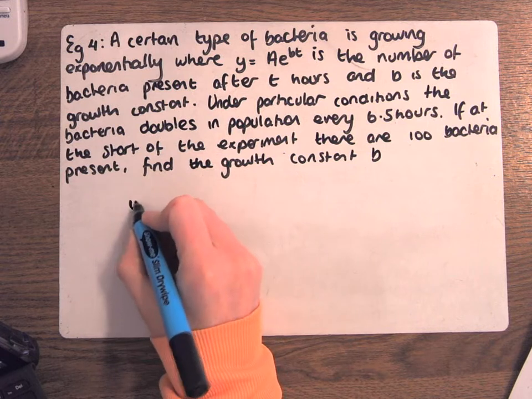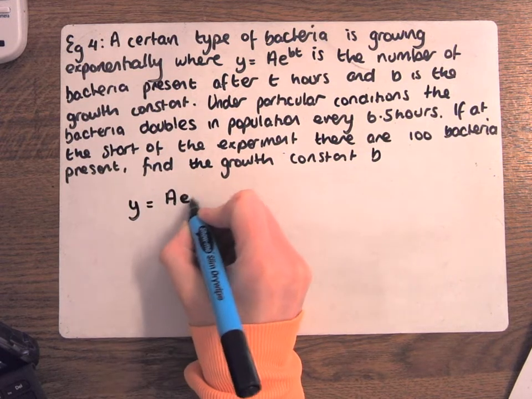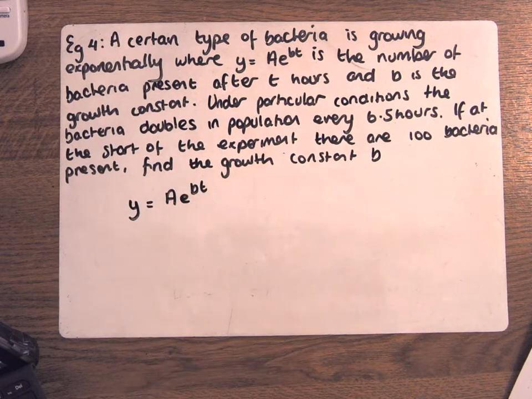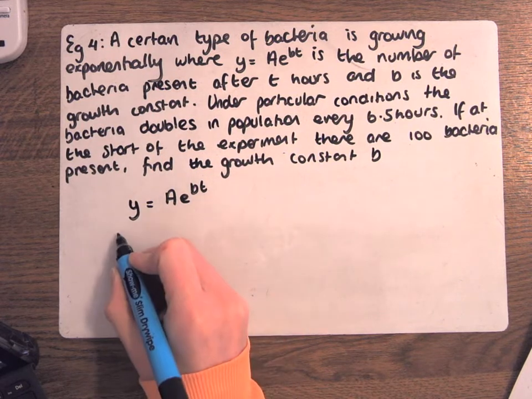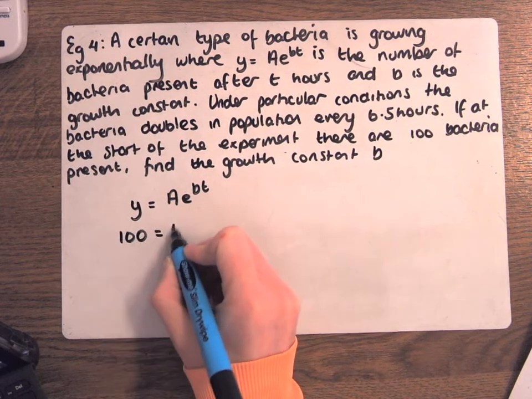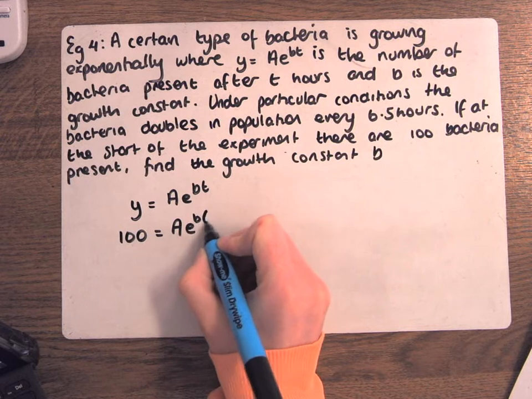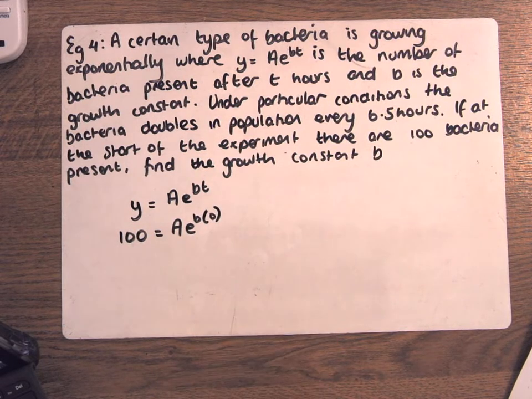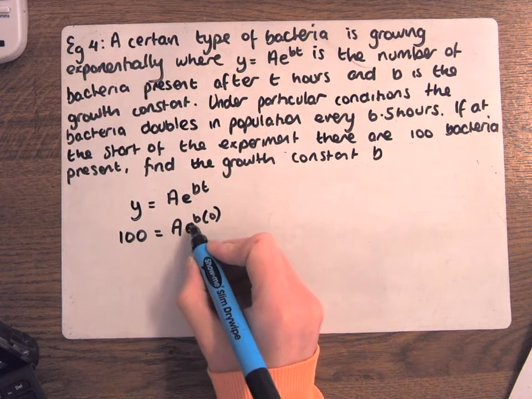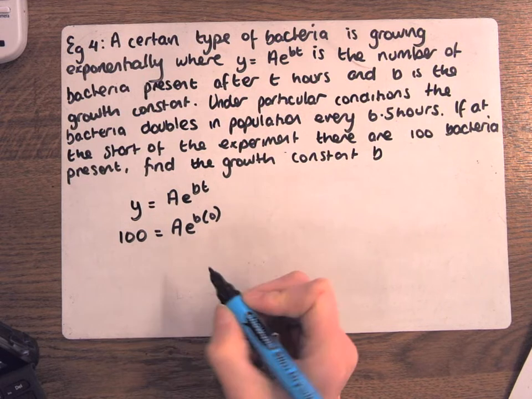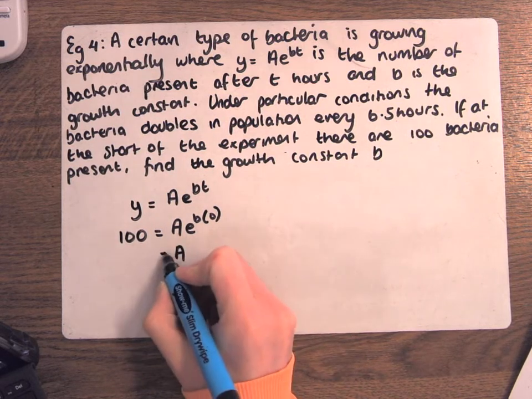So, this is our function. We know there's 100 at the beginning. So what does that tell us? Yeah, that'll tell us A. You can fill it in just to be sure. So 100 when time is 0 at the very beginning. Okay. E to the power of 0 is 1, so A is 100. Everyone okay with that?